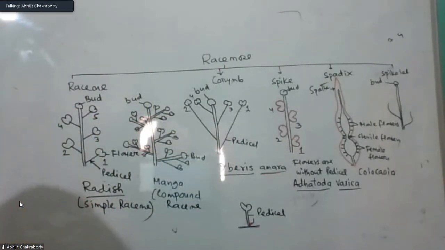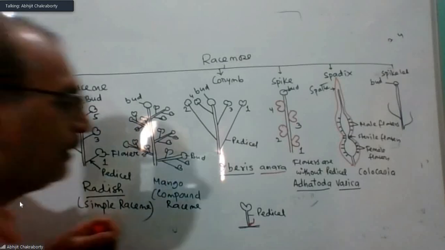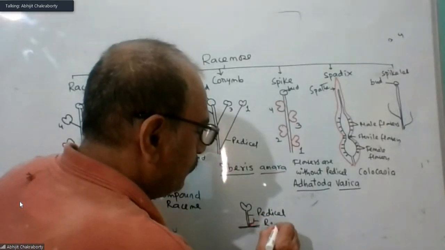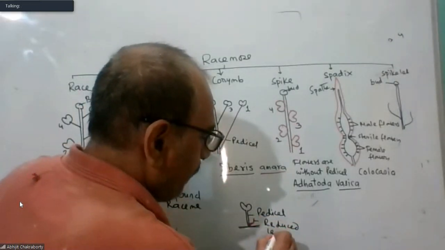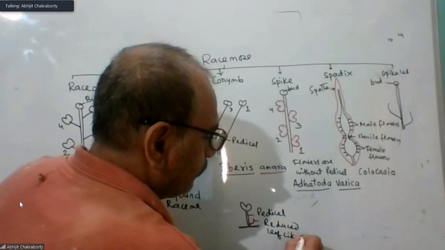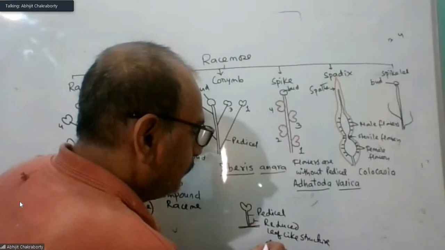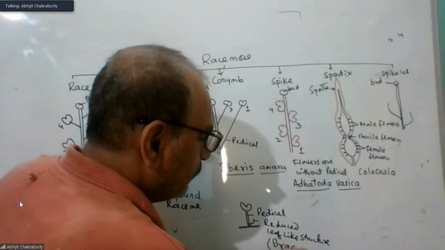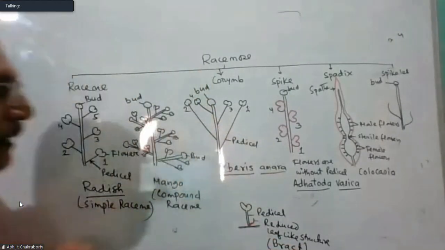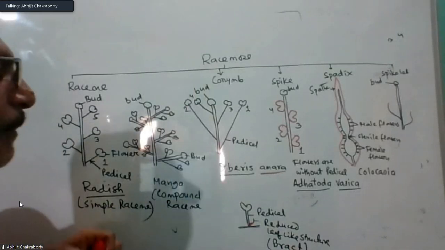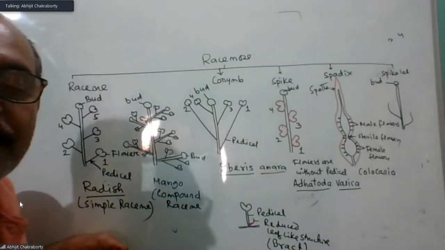A reduced leaf-like structure is found at the base of the pedicel, and it is called a bract. The reduced leaf-like structure found at the base of the pedicel is called bract.